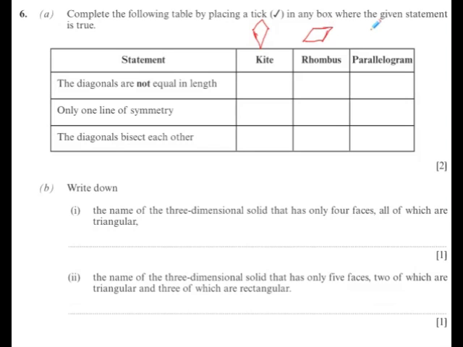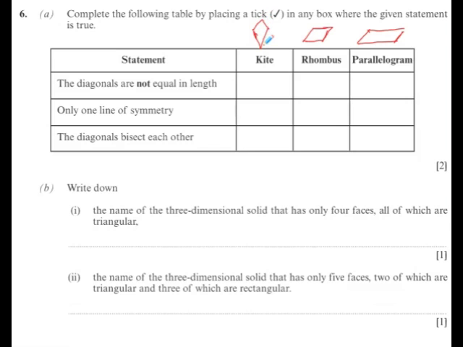A parallelogram, similar to the rhombus, is a pushed over rectangle, something like this. So that side's parallel to that one and of equal length, and that side's parallel to that one and of equal length. So in the question we're asked to tick where the diagonals are not equal in length.